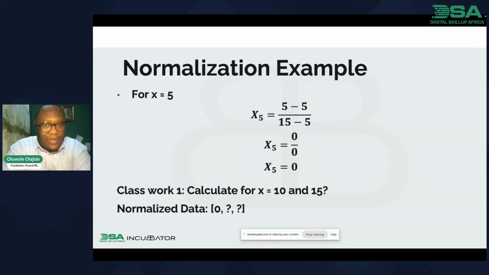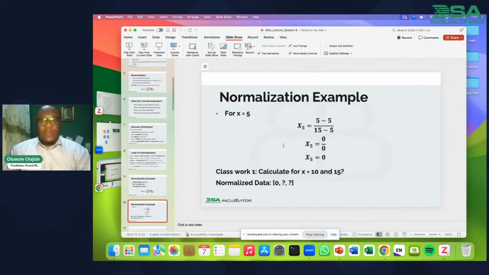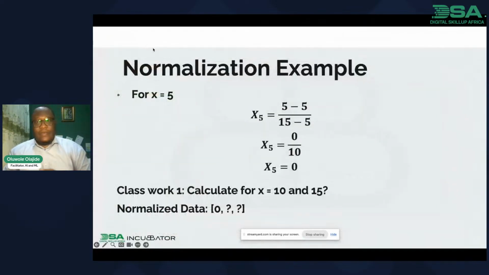So calculate for 10 and 15. Thank you. I've seen my error. Thank you very much. It's supposed to be 15 minus 5 is 10. I get you. Thank you. Please, the class work, please. Let me know what is your value for 10 and 15. Thank you. Let's go on, please. I'm waiting for our answers. Thank you, Deborah. I appreciate it.